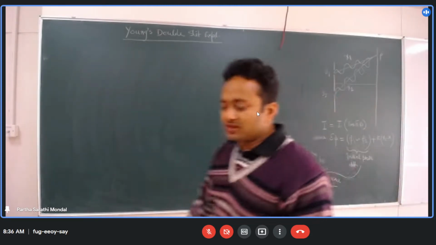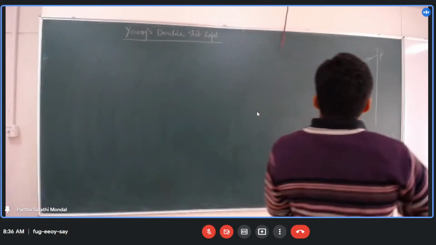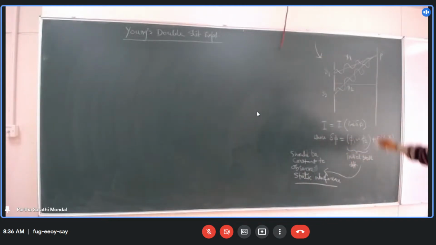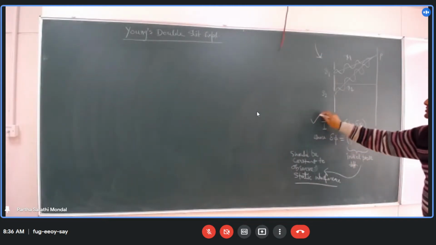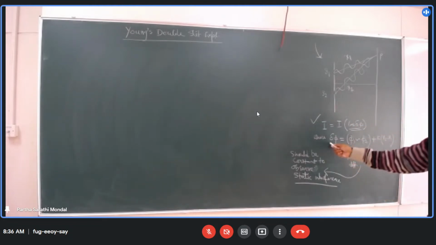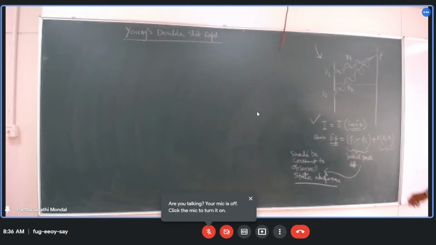This is the gist of interference: superposition of two waves. We have seen that the intensity at P is a function of cos delta phi, and this delta phi is the initial phase difference plus the path difference traveled by the two waves. There are two contributions.